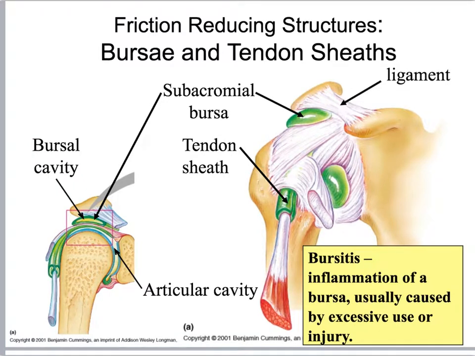All right, so wherever you've got movement in the body, you have problems with friction, rubbing, heat. These are all places where you can get injury. So one of the things your body does is it inserts bursa and tendon sheaths, okay? So right here, I've got bone and I've got bone, and then I have a ligament. Here I've got a ligament.